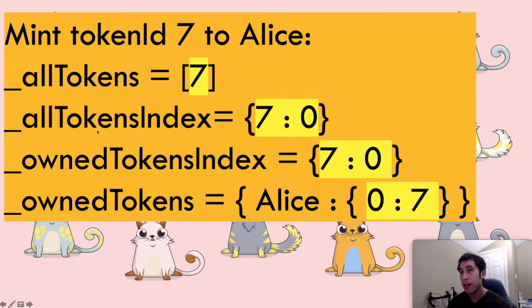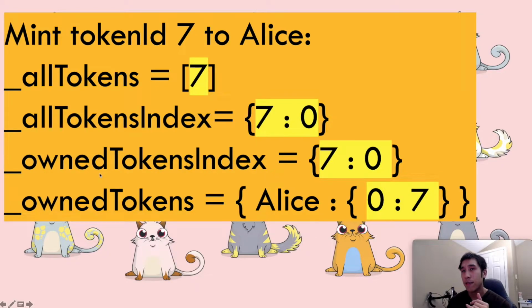Now we're also going to update the all tokens index mapping. All tokens index is going to store the index of each token ID, and this index is going to be the index in the all tokens list. So for that first token ID, which is 7, we're basically asking what is the index of token ID 7 in the all tokens array. Looking in the all tokens array, we can see that token ID 7 is at index 0, and therefore we're going to store 7 with 0 in this mapping.